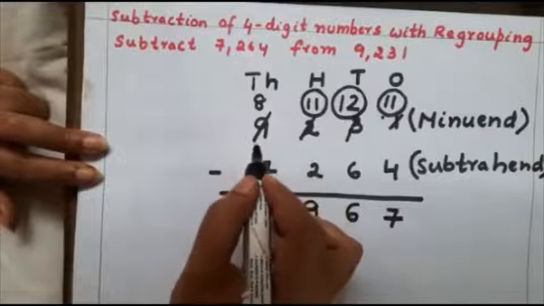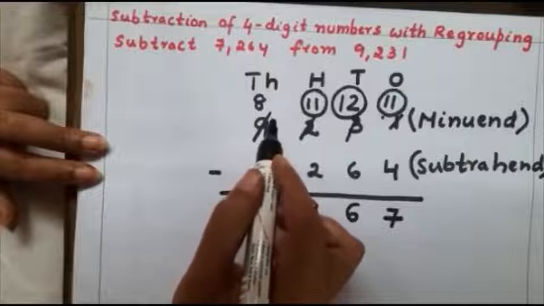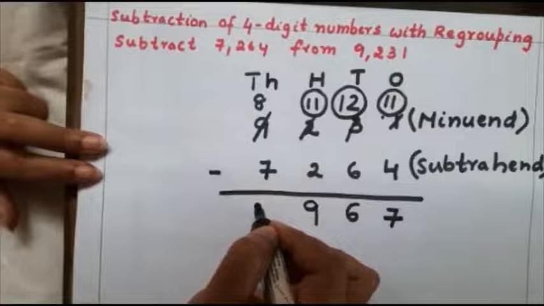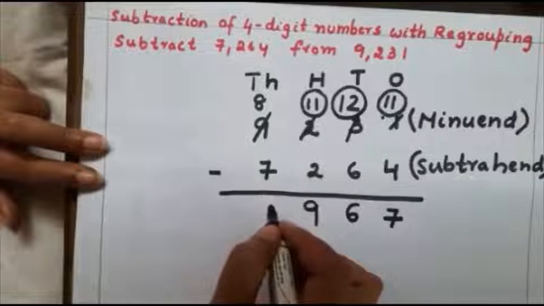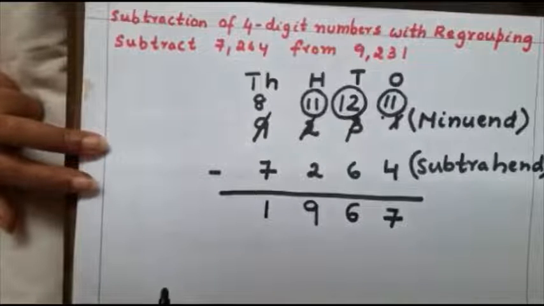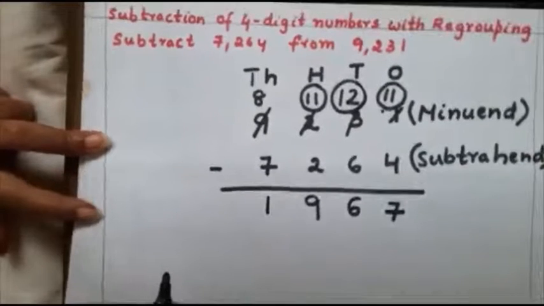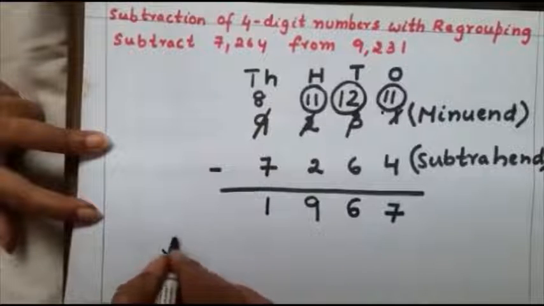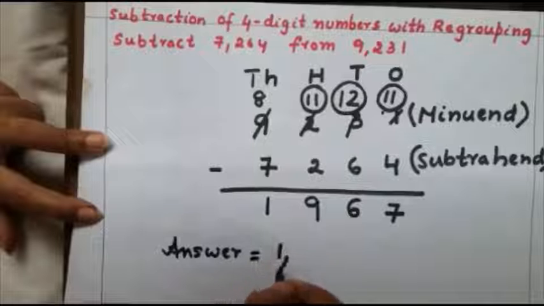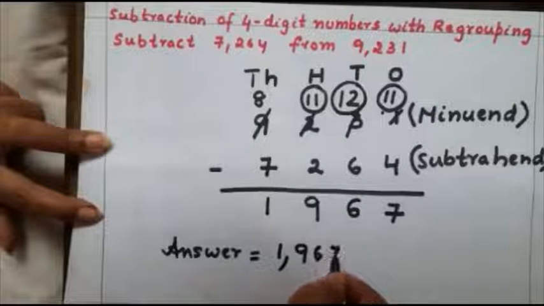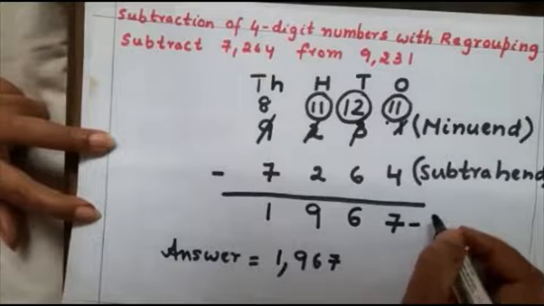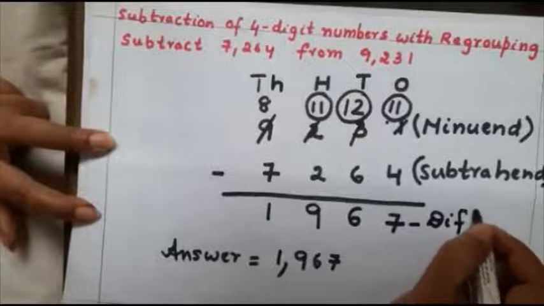Now move to the thousands column. Here can we subtract 8 minus 7, children? Yes, we can subtract. So what we get after subtraction? We get 1000. So what is the answer, children? The answer is 1,967. What is it called, children? It is called the difference.